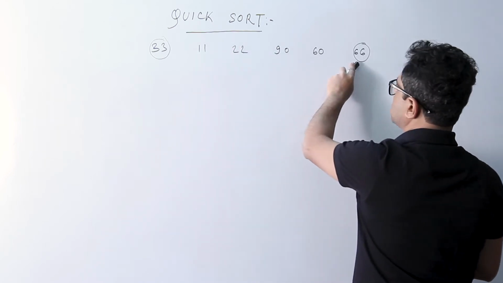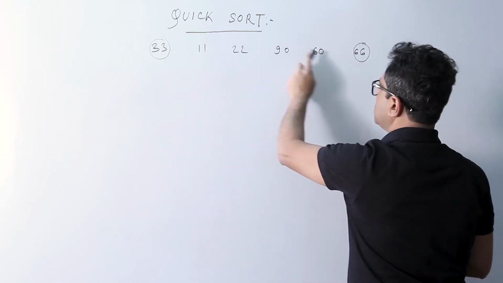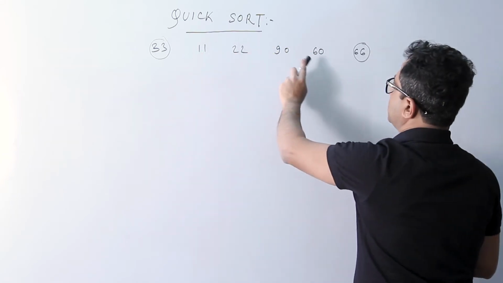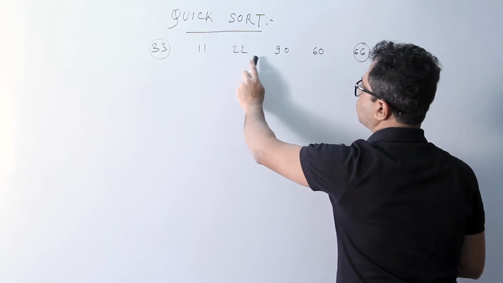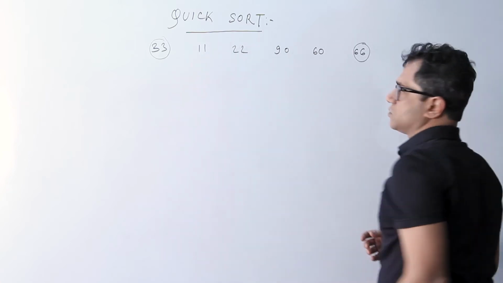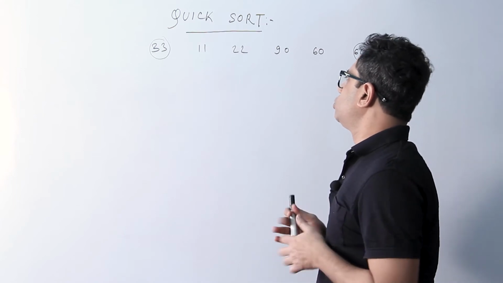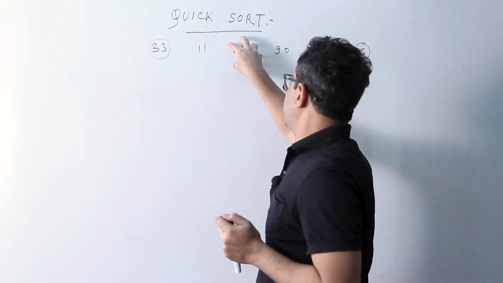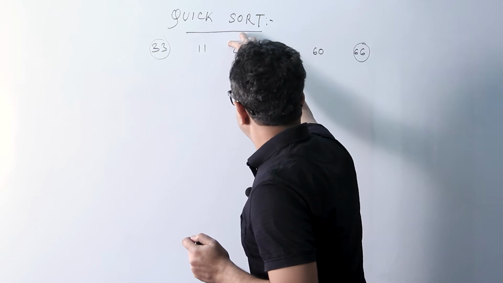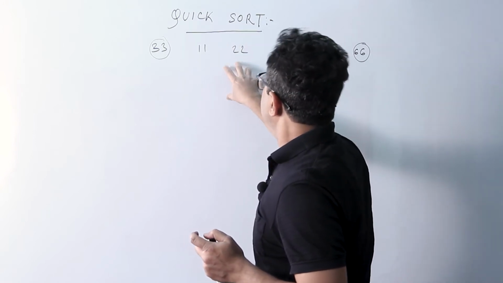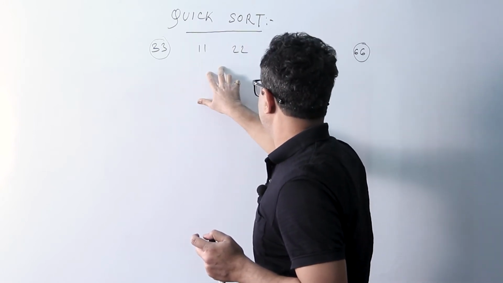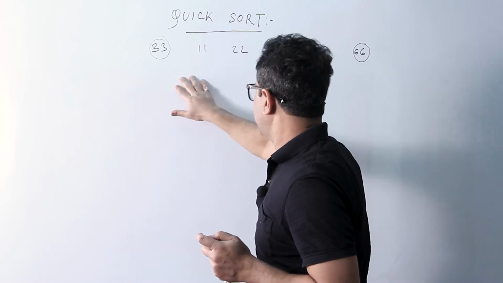So 66 is not less than 33, 60 is not less than 33, 90 is not less than 33, 22 is less than 33. Since 22 is less than 33, we will encircle this 22 and swap these two elements first, and then encircle it in the next step.